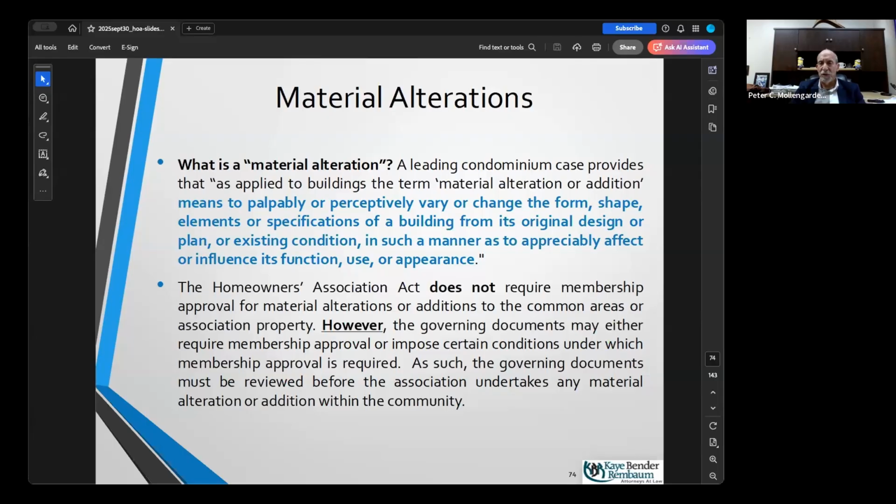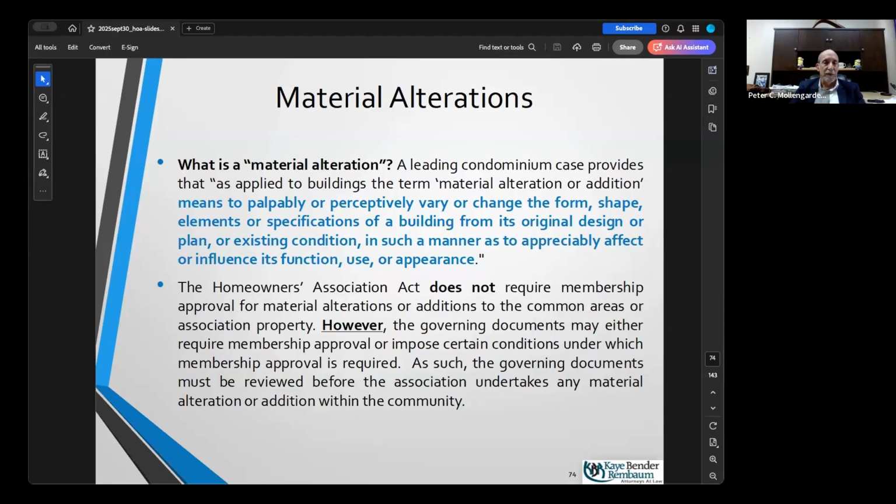Material alterations. This is usually more of a condominium issue, but it does apply to HOAs too, though not in the same way. There's a condominium case called Sterling Villages versus Breitenbach that has defined this for both, for condos especially, but we think it applies to HOAs too.